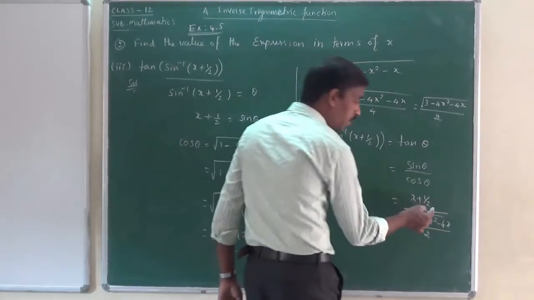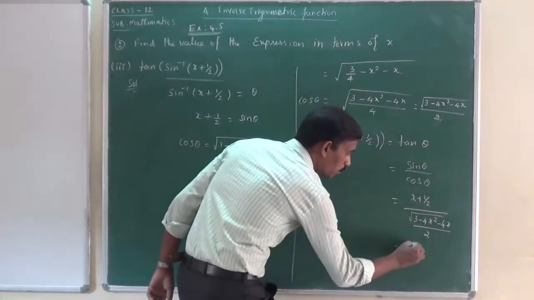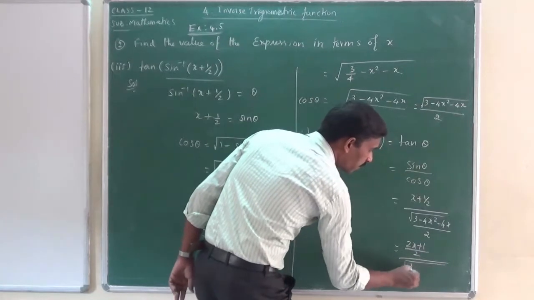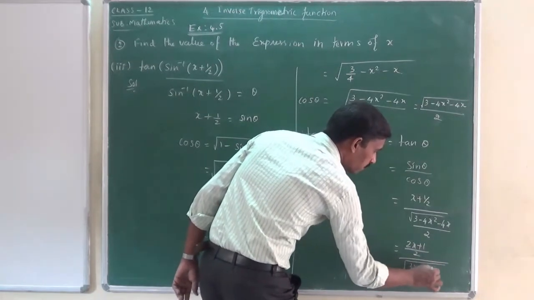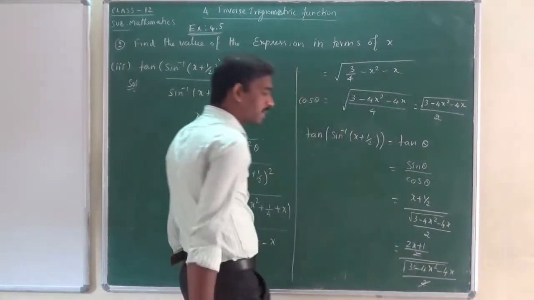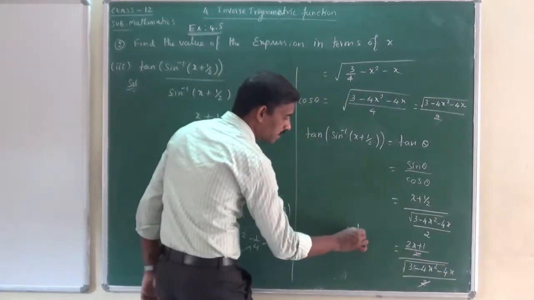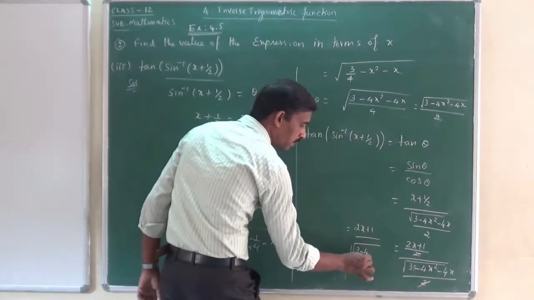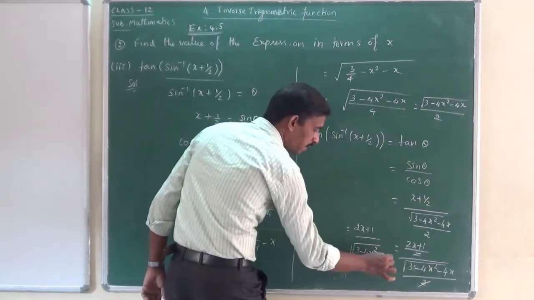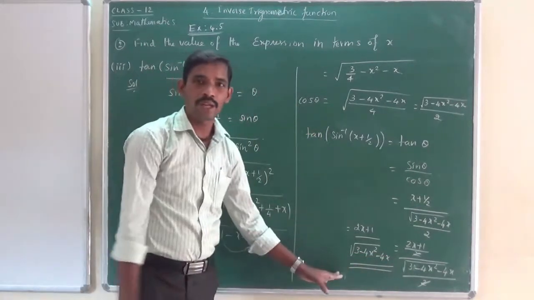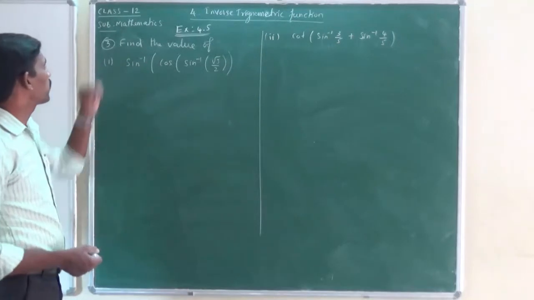Taking cross multiply here, 2x plus 1 divided by 2, divided by square root of 3 minus 4x square minus 4x divided by 2. This 2 will be cancelled. So we get the answer 2x plus 1 divided by square root of 3 minus 4x square minus 4x. This is the required answer. Okay. This is exercise 4.5 question number 3.